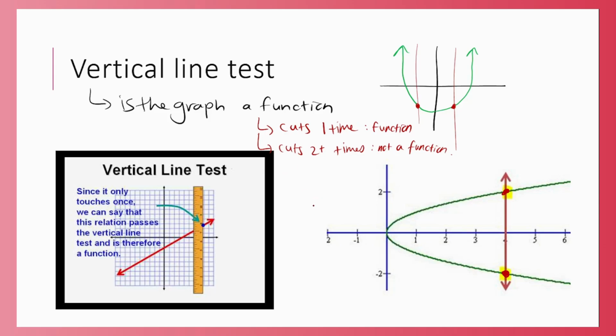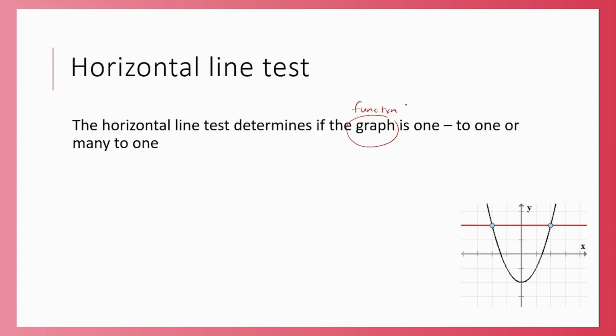Another example of something that we know is not a function would be a circle. If you look just at the axis, that's a vertical line. Do you see it cuts two times? So, not a function. The horizontal line test determines if a function is one-to-one or many-to-one. So that is basically how the one-to-one, many-to-one thing works.